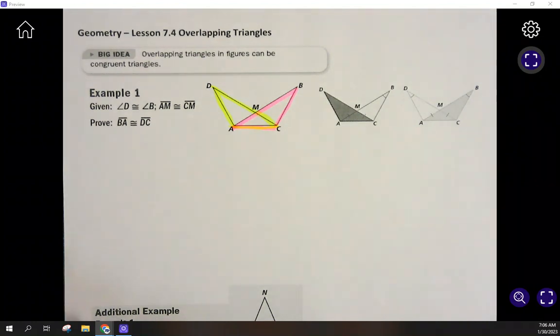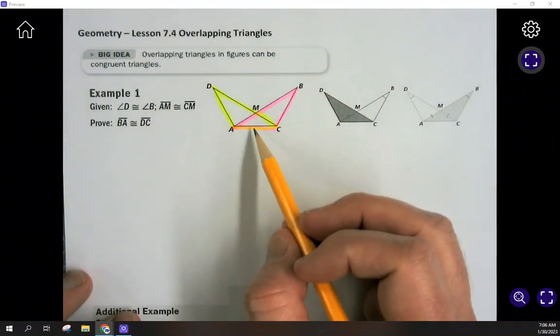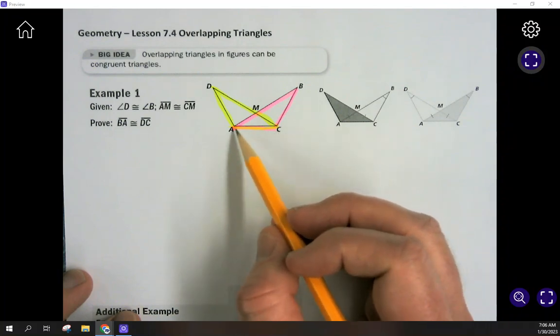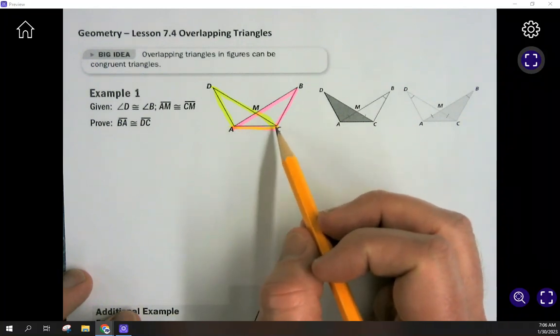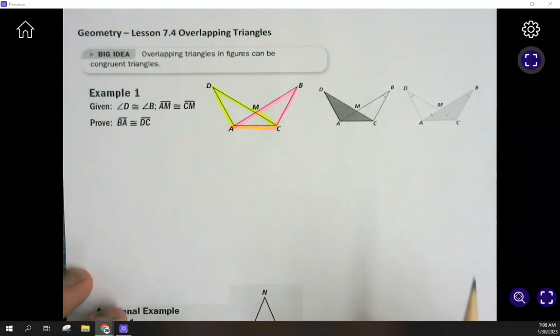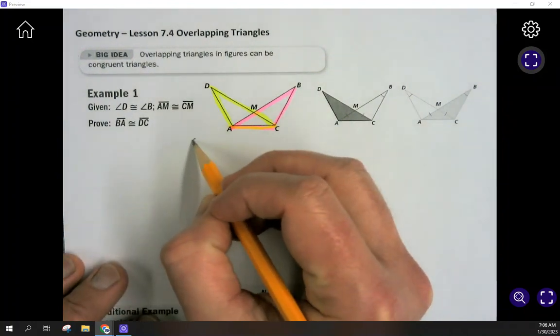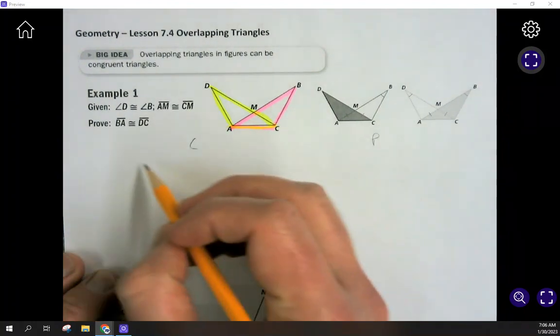Now, highlighting I think is a good tool because as I highlighted that, I realized that I did this whole line in pink and yellow. And so clearly those two triangles are sharing that whole bottom piece AC. So that's already a clue for a piece of my proof. So let's get started here.